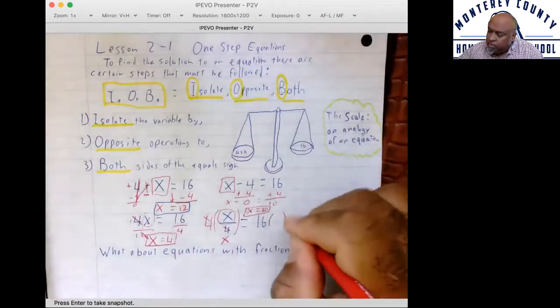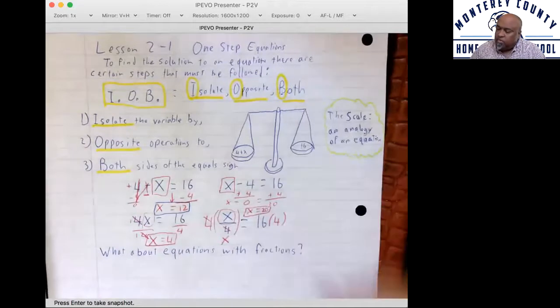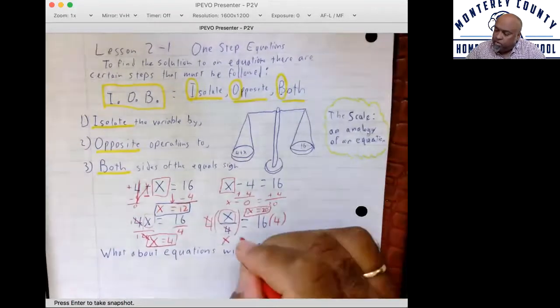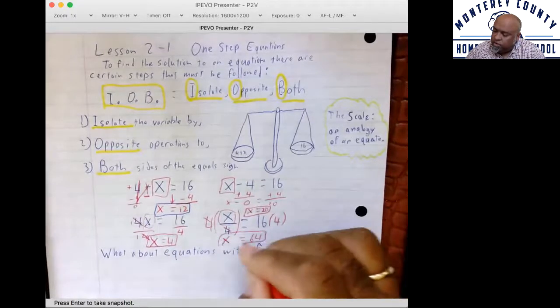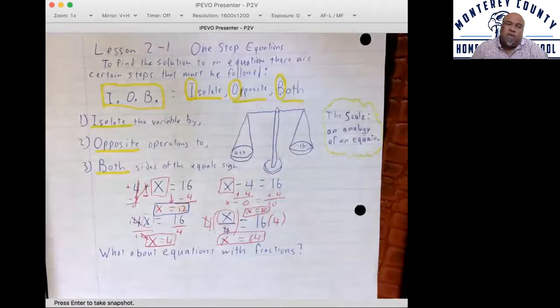Now we do it to both sides. So 16 times 4 equals 64. I know you're like, wow, how did you do that so fast in your head? I'm a math teacher, so some numbers you just learn and you just kind of remember them. That's just one I happen to remember, even though most people don't really know their 16 times tables.